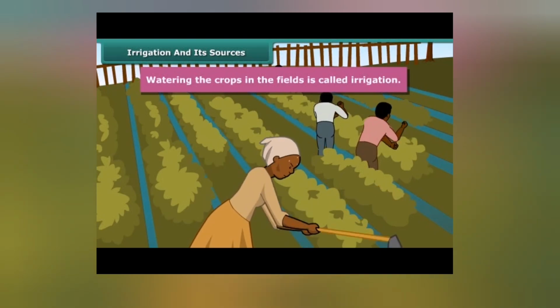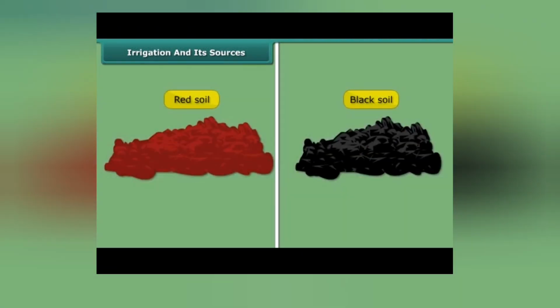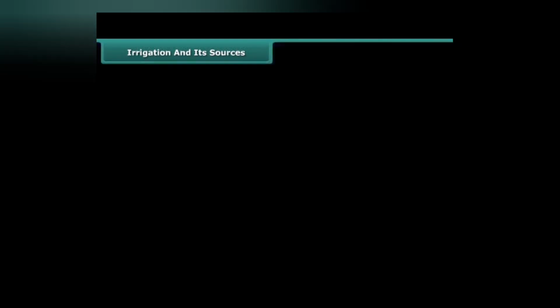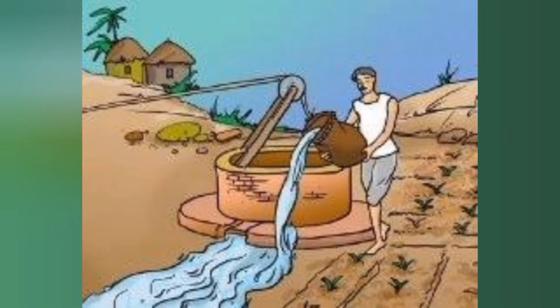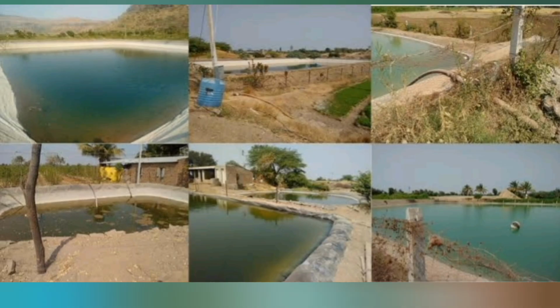The time and frequency of irrigation varies from soil to soil, crop to crop, and season to season. Now the question arises, what are the sources of irrigation? Wells, tube wells, ponds, lakes, rivers, dams, and canals are some of the main sources of water for irrigation.